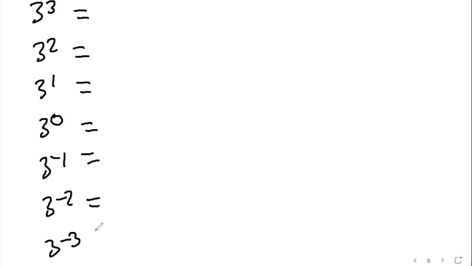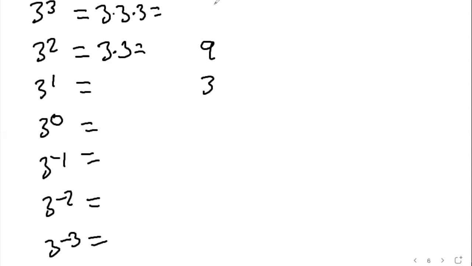The easiest one to do here would be 3 to the first, because that's just 1 three, right? So the answer is just 3. 3 to the second power, that's 2 3s we're multiplying. So 3 times 3, 9. And 3 cubed, that's 3 3s we're multiplying. 9 times 3, that's 27. Okay, so we have 27, 9, 3.